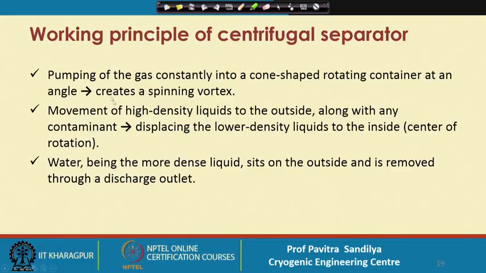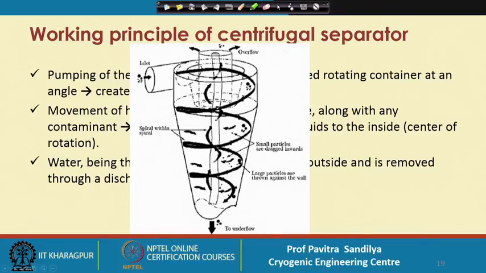And this is the working principle: we first pump the gas constantly into a cone shaped rotating container at an angle, and this creates a spinning vortex. Due to the spinning, the high density liquids are pushed towards the wall of the cone, whereas the lower density liquids are pushed towards the axis of the separator. Water is generally the denser component, so it will go towards the wall and will be drained out from the bottom. And here we have a typical cyclone separator.